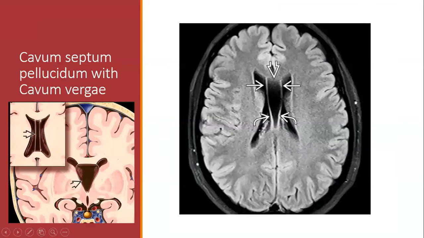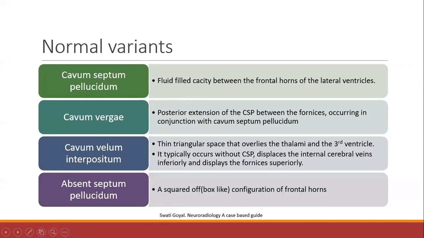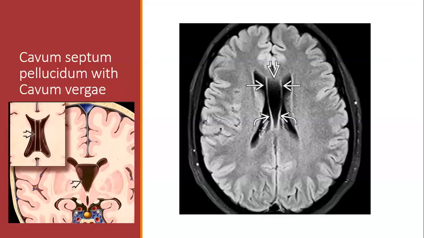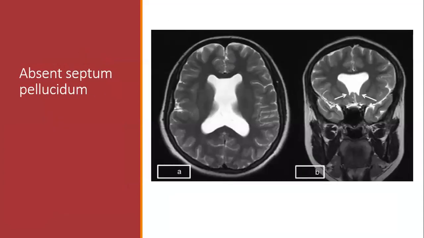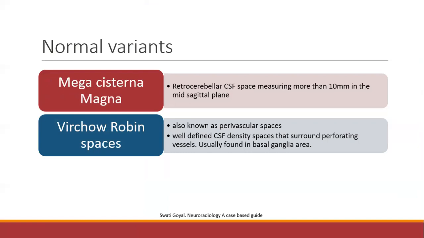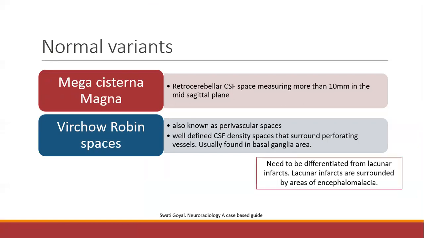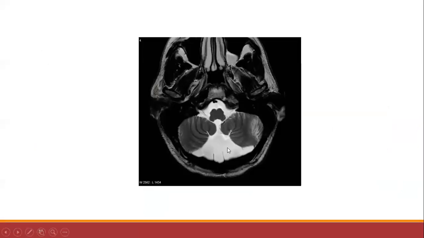Earlier we mentioned a condition where you have a box-like configuration. So this is another box-like configuration when you have absent septum pellucidum. Here you have absent septum pellucidum, and this is called again a box-like configuration. Then another normal variant is the megacisterna magna, which is a retrocerebellar CSF space measuring more than 10 millimeters in the mid-sagittal plane. So this is a megacisterna magna.